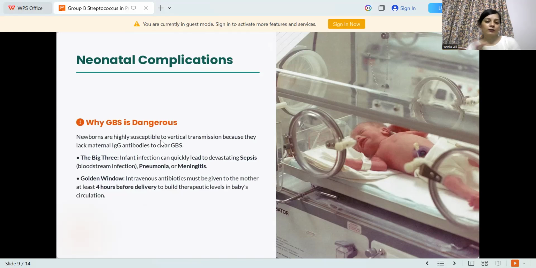The golden window is intravenous IV antibiotics. We are not giving oral antibiotics; we are giving IV antibiotics. They must be given to the mother at least 4 hours before delivery, because we need therapeutic levels in the baby's circulation, so the baby is protected from GBS.